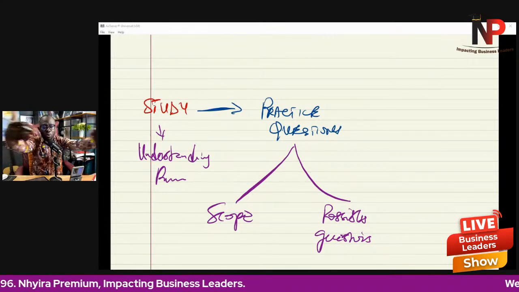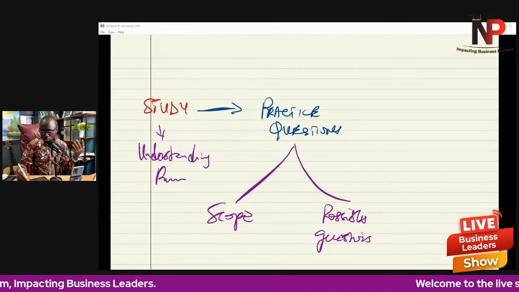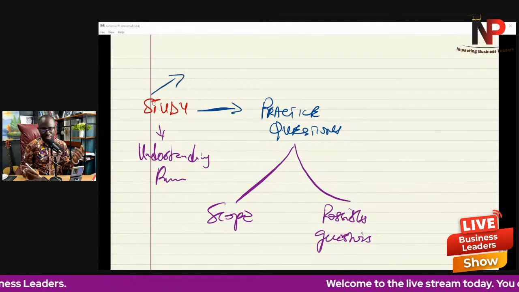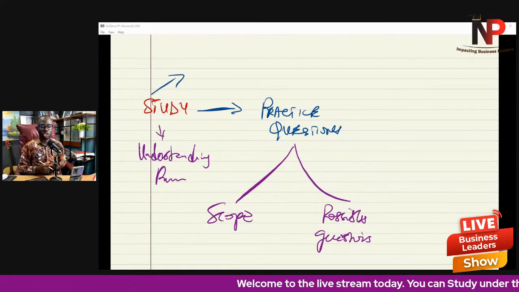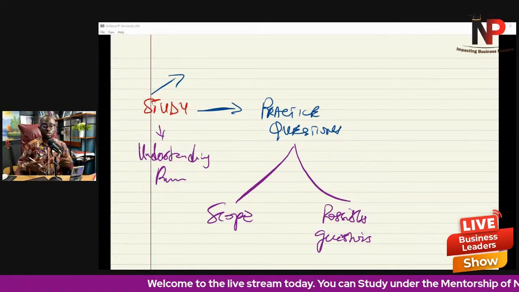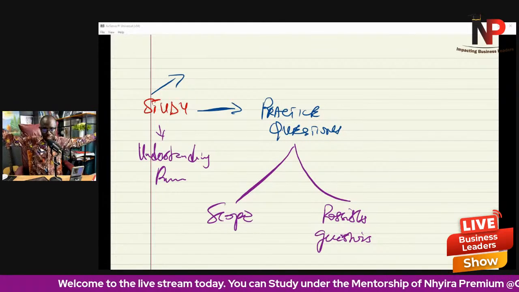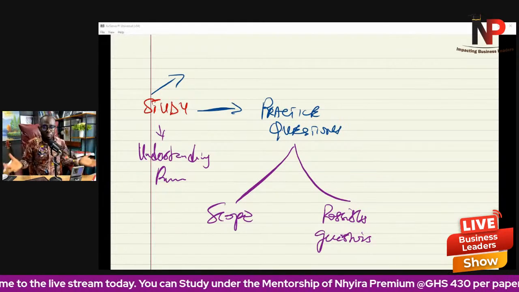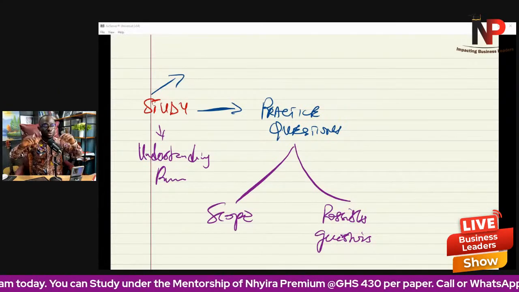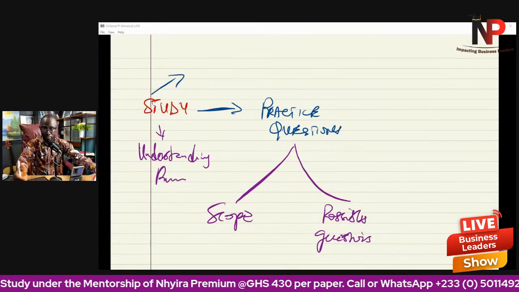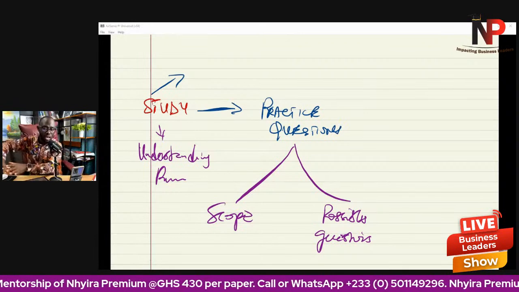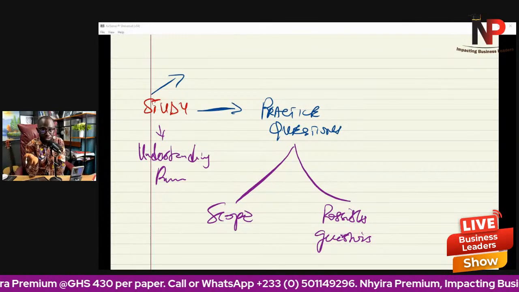your lecturer teaching you, you need to practice questions so that you can understand the scope. Because normally in class, what the lecturers try to do on the average is to show you what the standard is. And time will not permit the lecturer to really go through every detailed thing. So you need to create time on your own to practice questions.